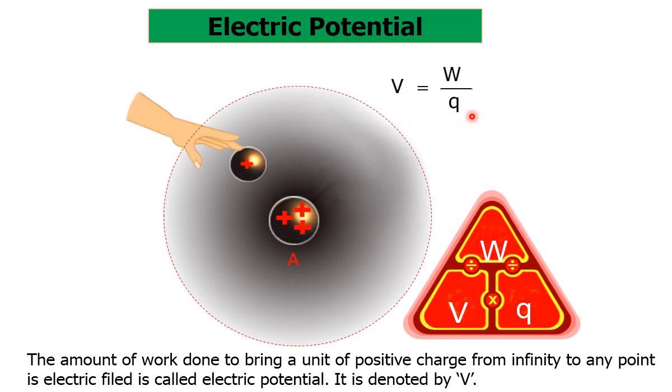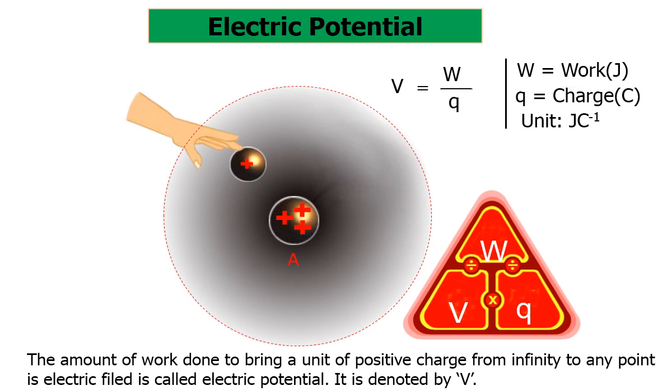And we can write the formula here. If W amount of work is done to bring Q amount of charge from infinity to any point of the electric field, then the formula will be V equals W by Q. Here W is the work done, whose unit is joule, and Q is charge, whose unit is coulomb. If we put the units of work done and charge in the formula of electric potential, then we can write the unit of electric potential is joule per coulomb. There is another unit of electric potential which is volt.